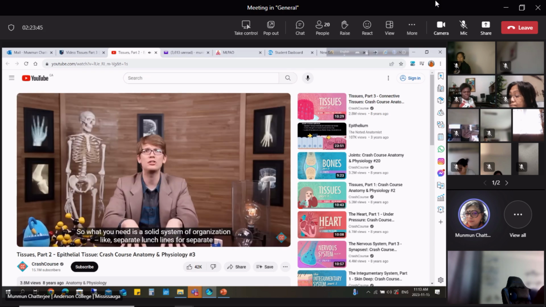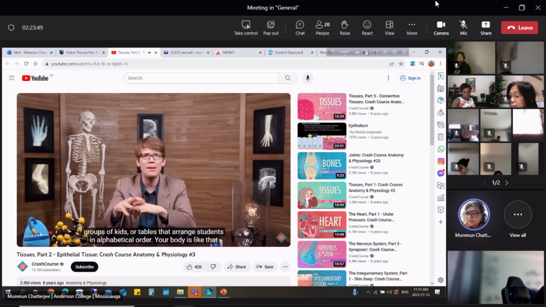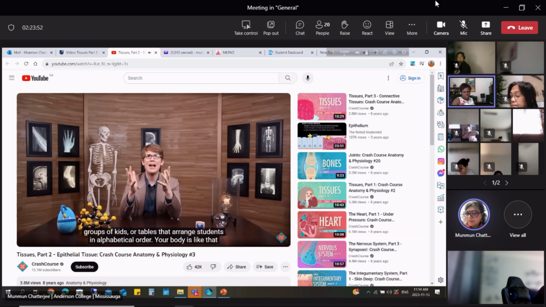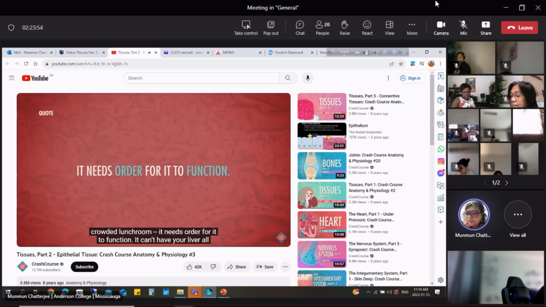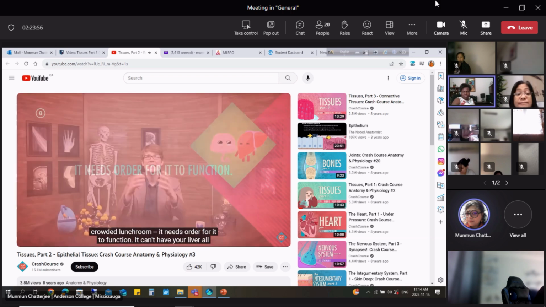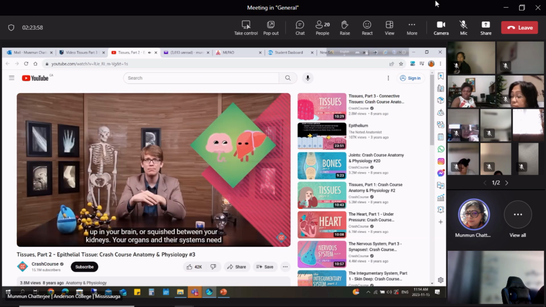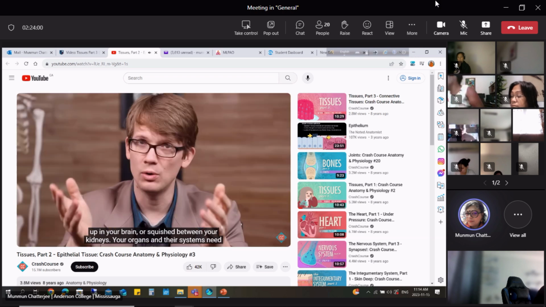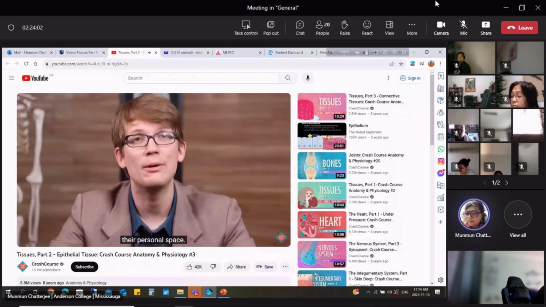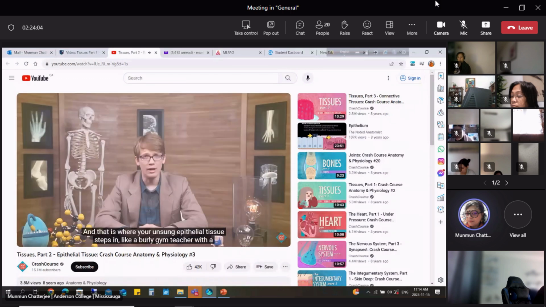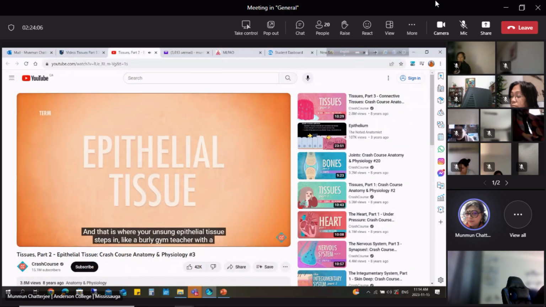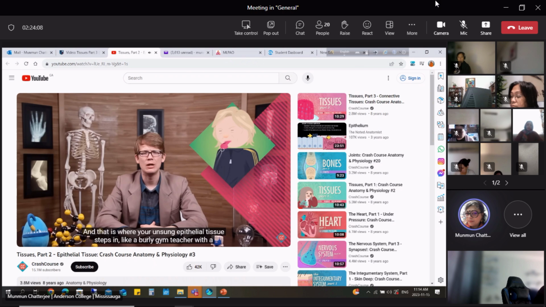So what you need is a solid system of organization, like separate lunch lines for separate groups of kids or tables that arrange students in alphabetical order. Your body is like that crowded lunchroom. It needs order for it to function. It can't have your liver all up in your brain or squished between your kidneys. Your organs and their systems need their personal space. And that is where your unsung epithelial tissue steps in, like a burly gym teacher with a whistle.